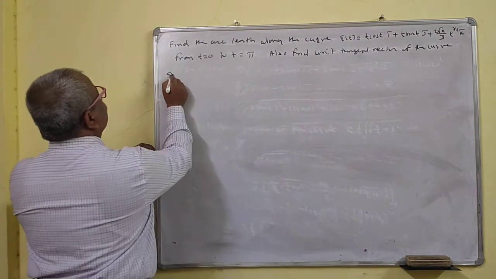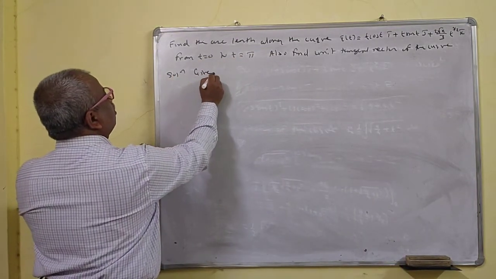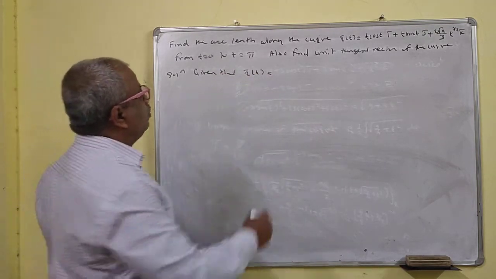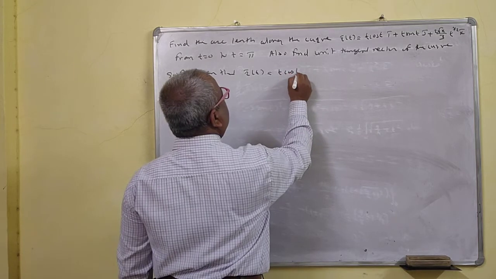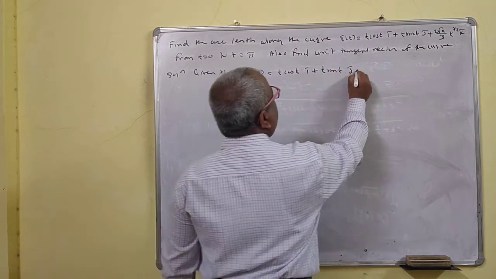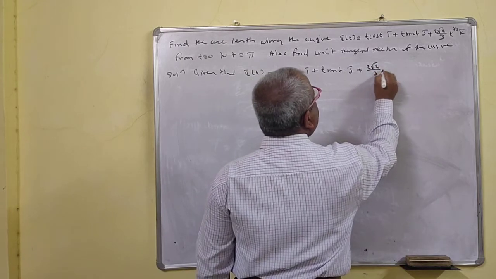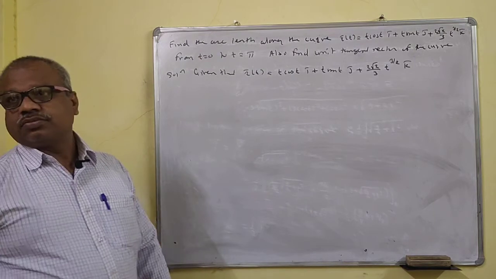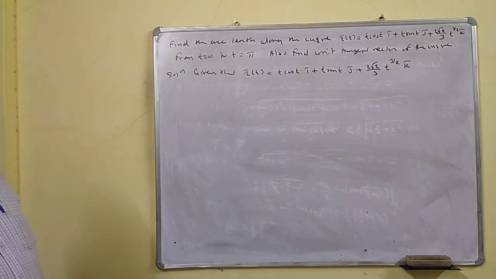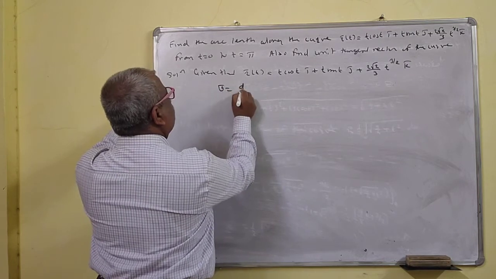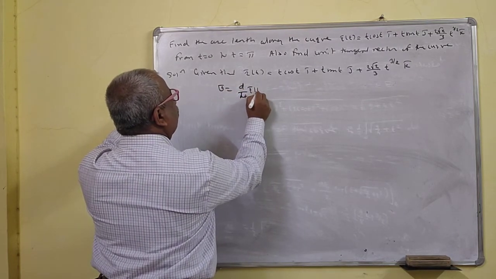Okay, solution. Given that r bar of t is equal to t cos t i bar plus t sin t j bar plus 2 root 2 upon 3 t raised to 3 by 2 k bar. Okay, now we will find v bar. v bar is equal to d by dt of r bar of t.